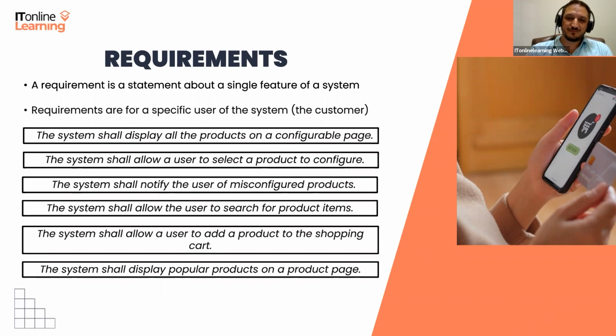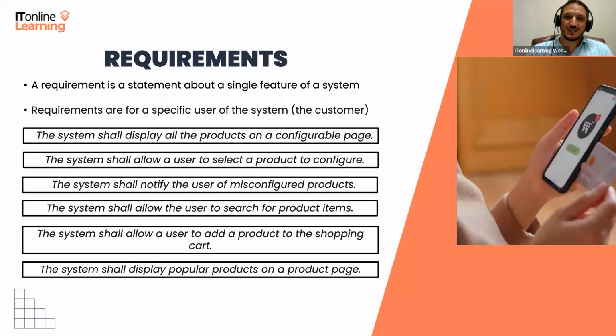So there are also three requirements here which state that the system shall allow a user to search for product items, the system shall allow a user to add a product to a shopping cart, and the system shall display popular products on a product page. So these are also all requirements for the customer user.